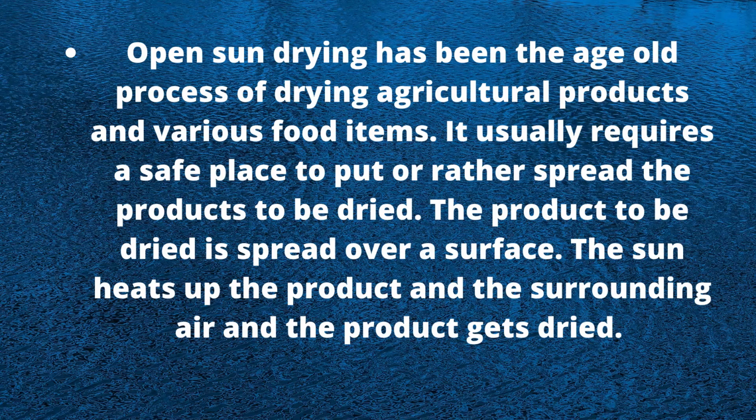Open sun drying and solar drying. Open sun drying we have already discussed in detail. And another very important one is solar drying, where the solar energy is not directly used by the crop. Open sun drying has been the age-old process of drying agriculture products and various food items. It usually requires a safe place to spread the product to be dried. The product to be dried is spread over a surface. The sun heats up the product and the surrounding air and the product gets dried.